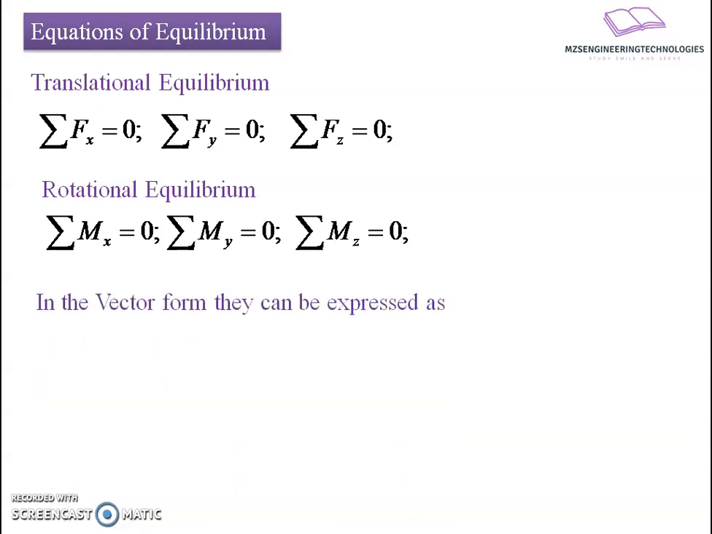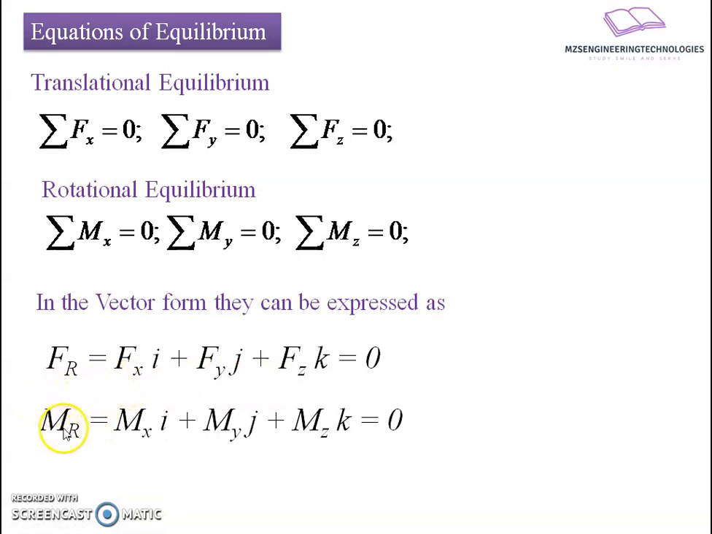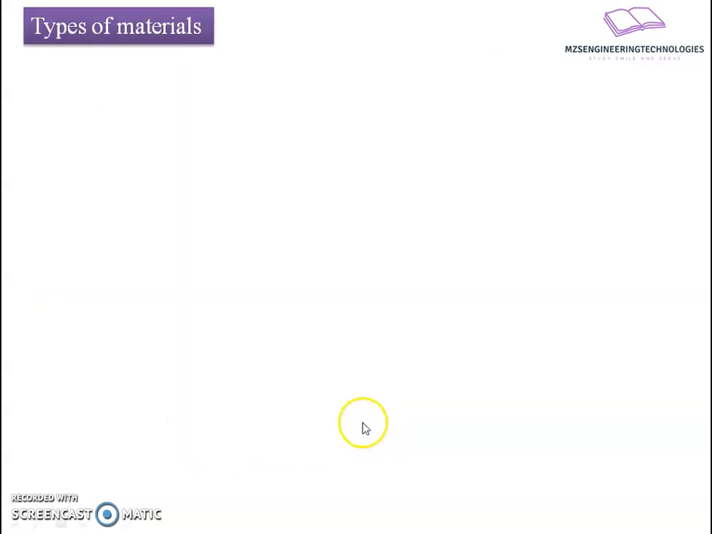When you want to put this equilibrium condition in vector format, then the resultant can be represented as F_R, with reference to the plane, equal to Fx i plus Fy j plus Fz k equals 0, where i, j, k represent the unit vectors in respect to the xyz coordinate system. In a similar way, we can have the moment equilibrium along the reference plane as Mx i plus My j plus Mz k equals 0.